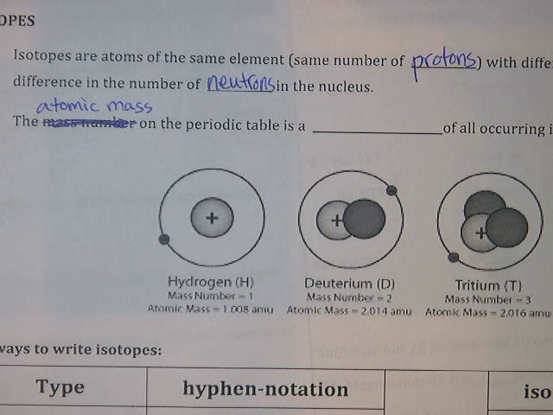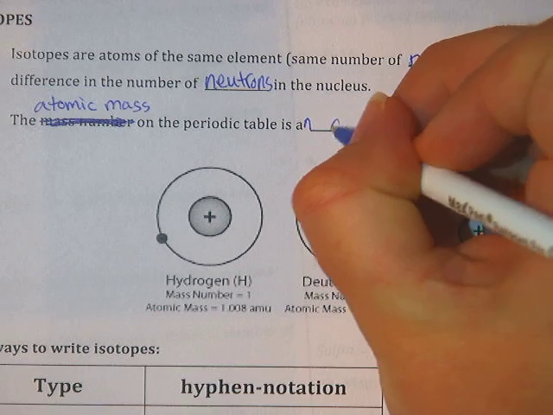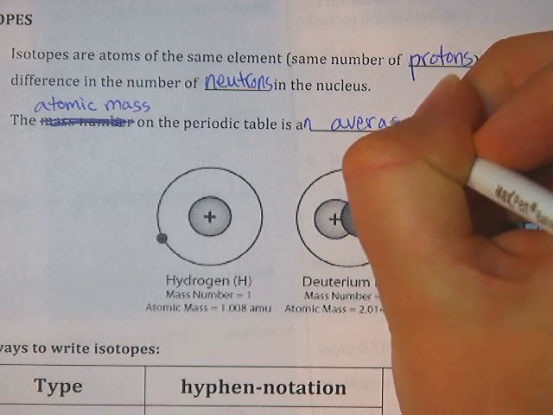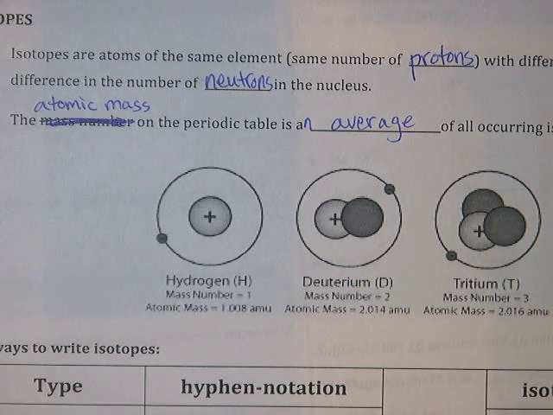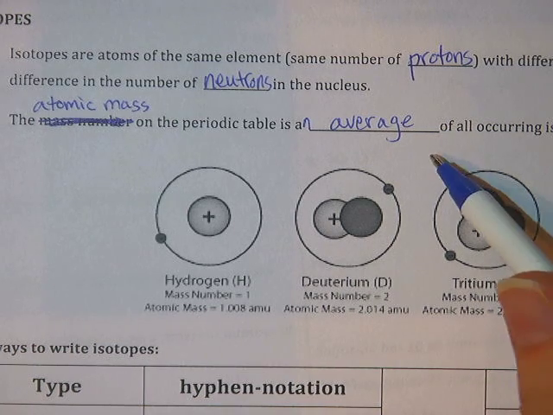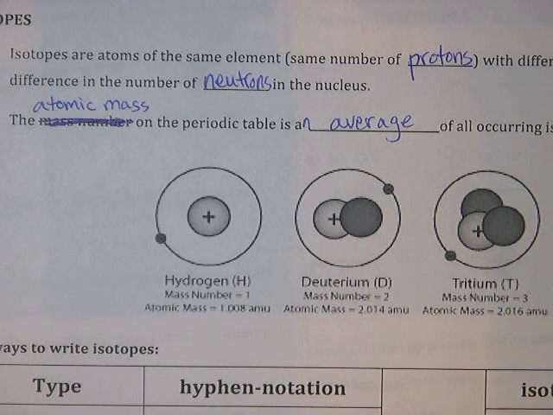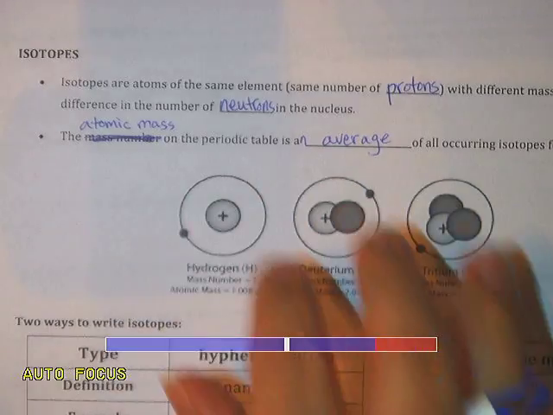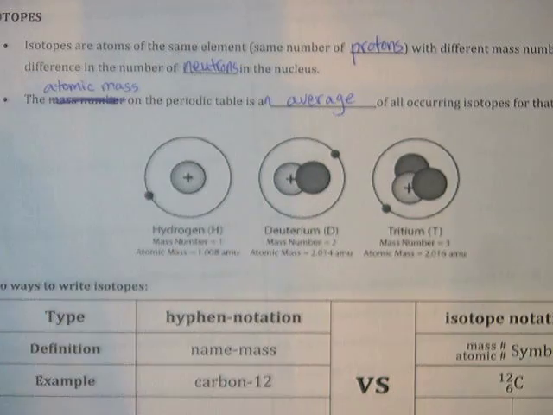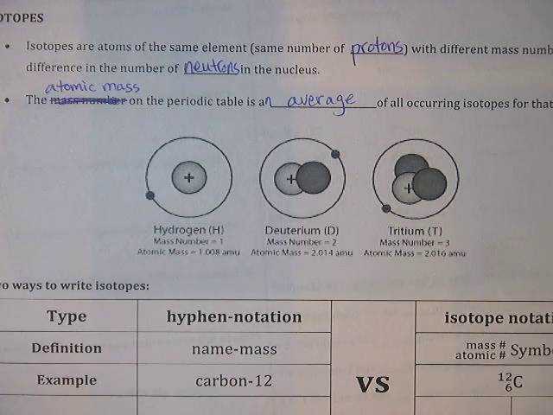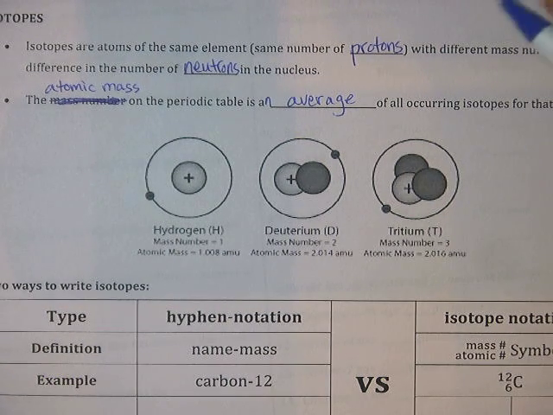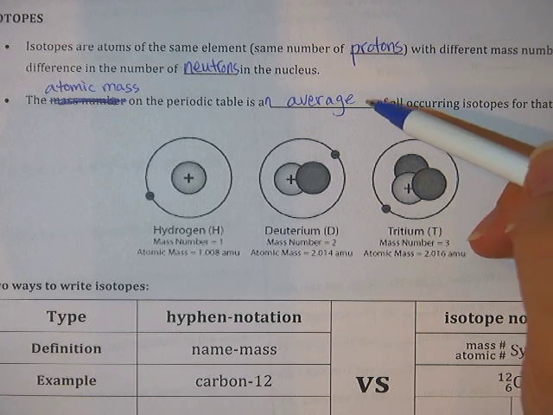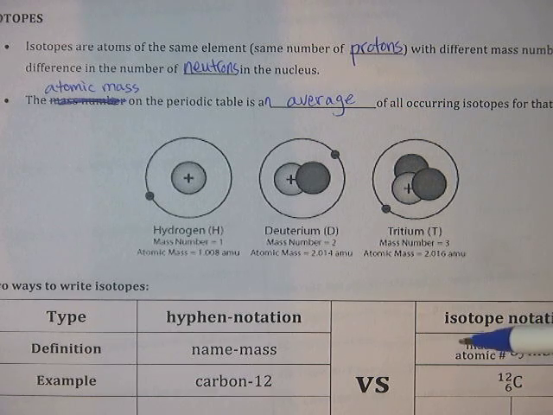So atomic mass on the periodic table is an average of all the occurring isotopes for that element. We're going to talk on a different day about how you calculate that average. It's different than just your normal mean, where you add them all up and divide by how many there are. So we'll talk about that average some more later.